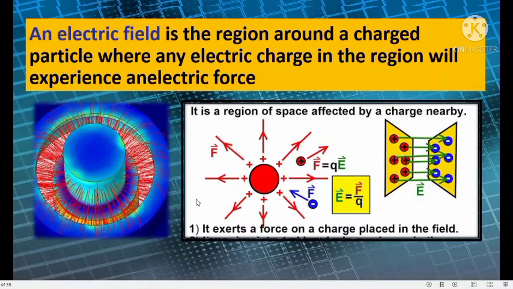Normally, the electric field is strongest closer to the charged body. It becomes weaker if the distance is further away. So between these two plates, for example, this one is positive charge and this one is negative charge, there will be an electric field between these two plates. It exerts force on a charge placed in the field. Any charge unit placed here will experience electric force. So we call it an electric field.